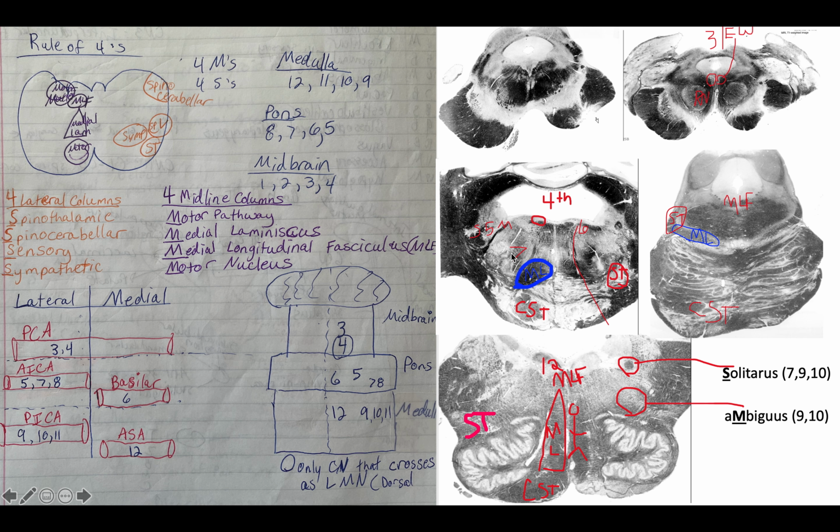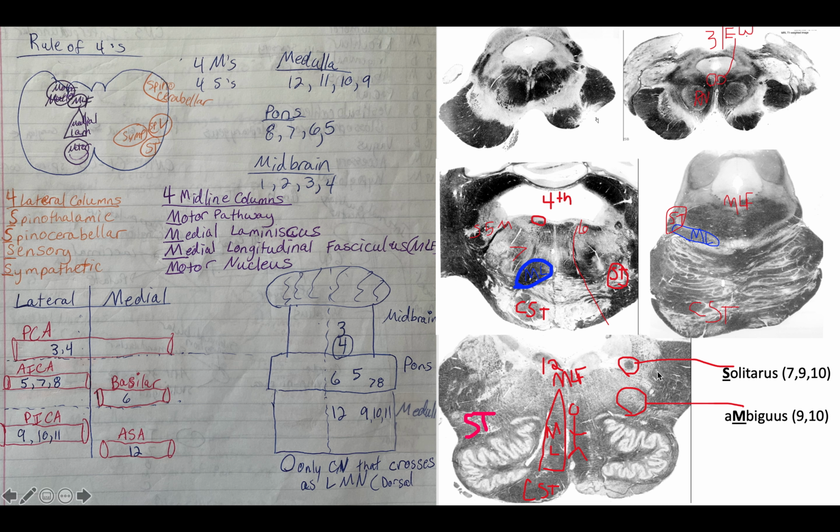And then 8 is not pictured here because it is purely sensory, but know that 8 is further out down here. It's kind of at the pontomedullary junction, so it's kind of at a weird end spot, but you can categorize 8 in the pons for the sake of keeping the rule of 4 together.